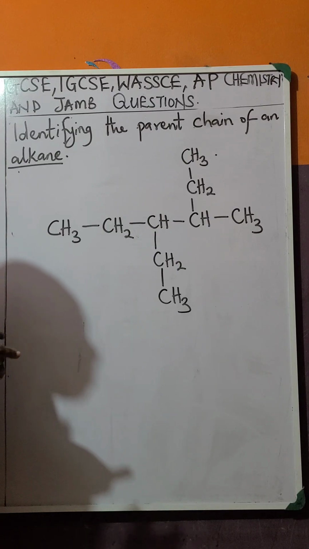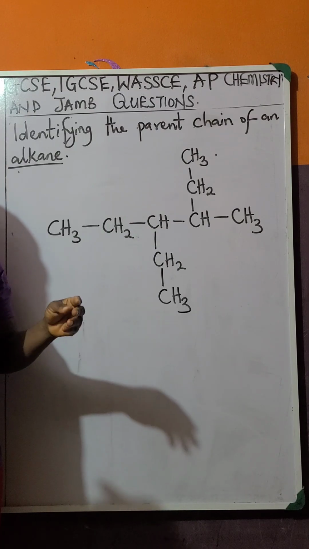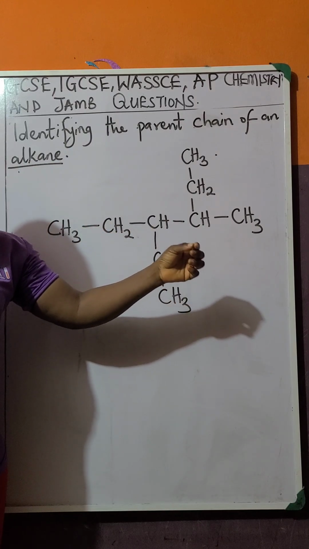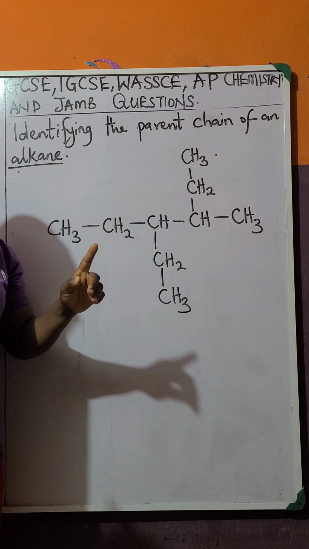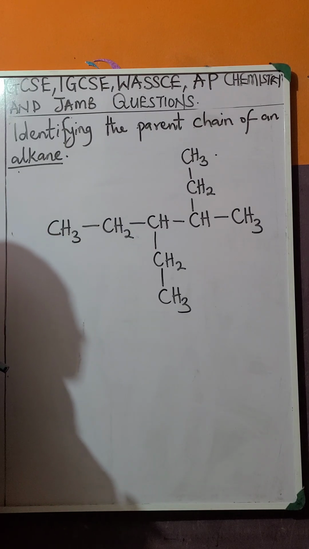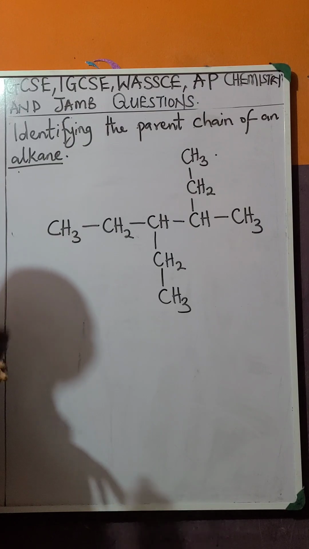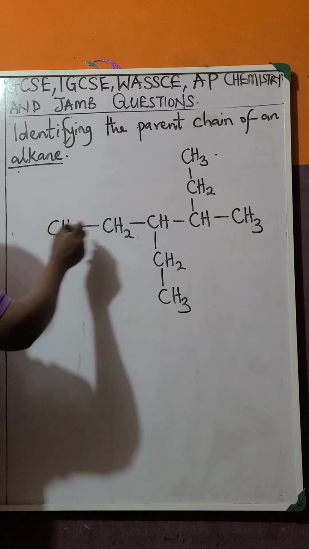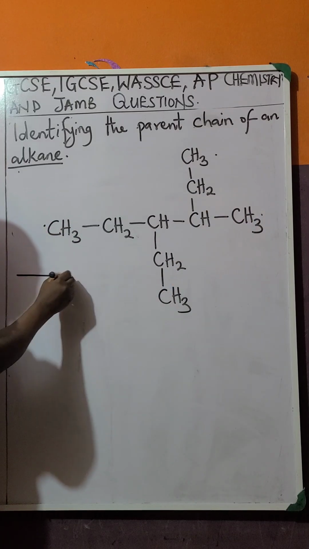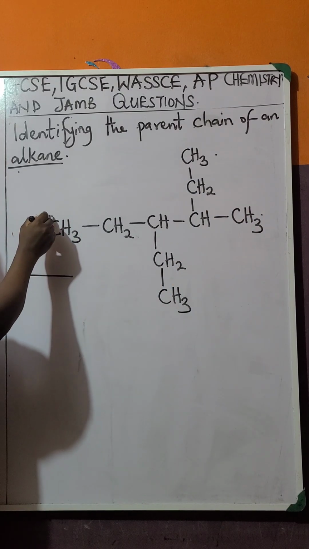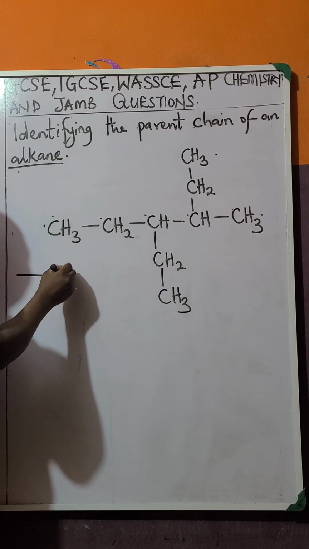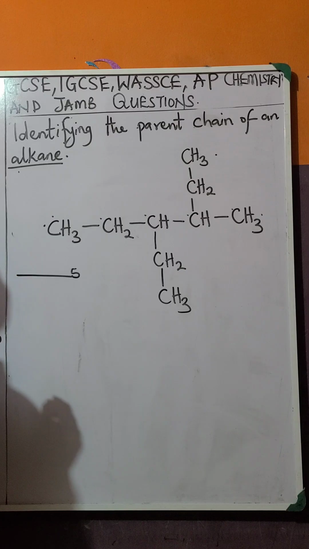What you will do is identify all the shapes that, when you hold the two ends, can stretch to a straight line without an obstruction. That will help you get your parent chain. Let's go. Here we have this straight line from here to here. So I will just draw a straight line. How many carbons are there? 1, 2, 3, 4, 5. So I have 5 carbon atoms.